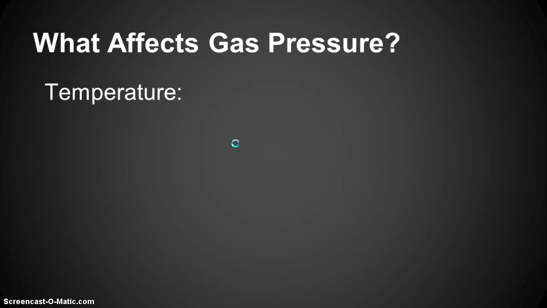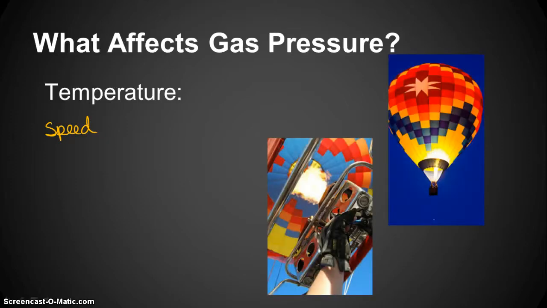Another thing that can affect gas pressure is temperature. If you remember, we learned in our thermodynamics unit that temperature is actually a measure of the speed of the particles. So the faster they move, the higher the temperature. The slower they move, the lower the temperature. Well, if you think about this, the faster they move, that's going to increase how hard they hit the walls of their container. A good example of temperature affecting gas pressure is a hot air balloon.